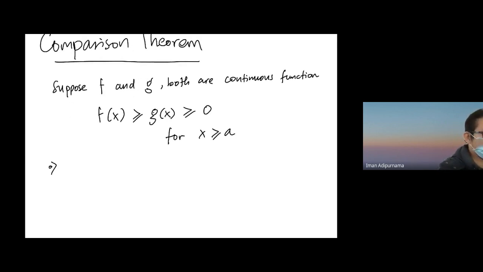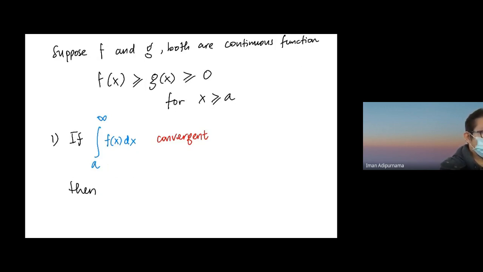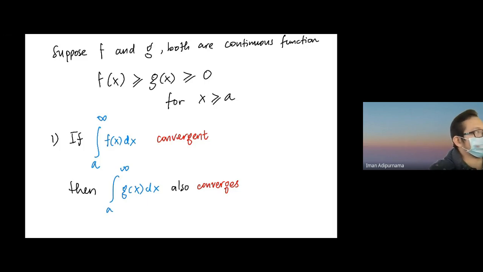So first, if we have the integral from a to infinity of f of x dx, and we know that this is convergent, then by this theorem, because we know that f is greater than g, the integral of g will also converge. This is the first statement.